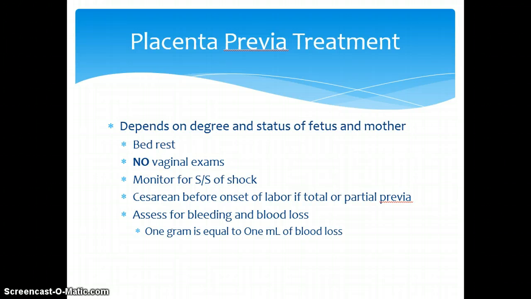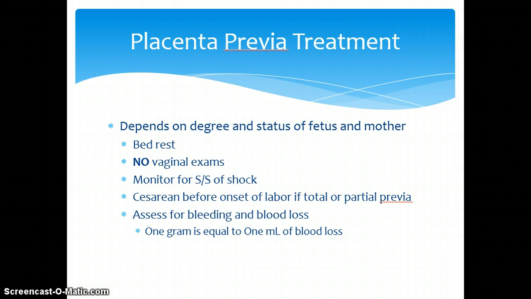Placenta previa treatment depends on the degree and status of the fetus and the mother. The first thing is bed rest. Absolutely no vaginal exams, none, because you do not want to poke your finger through that placenta. You monitor for signs and symptoms of shock. A cesarean delivery should be done before the onset of labor if it's a total or partial placenta previa, and you assess for bleeding and blood loss.